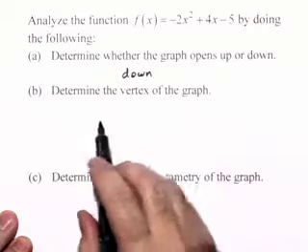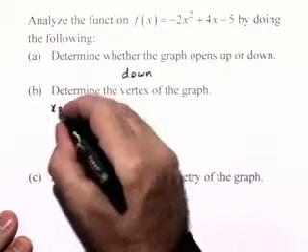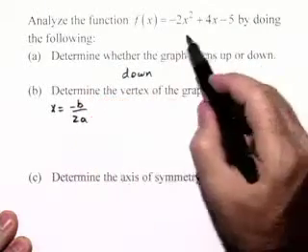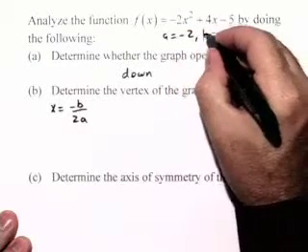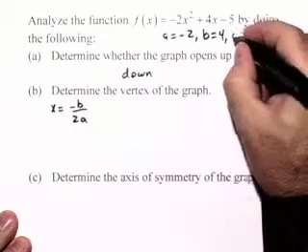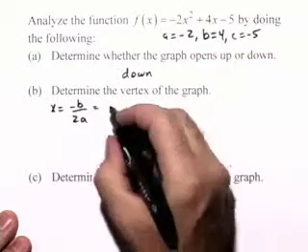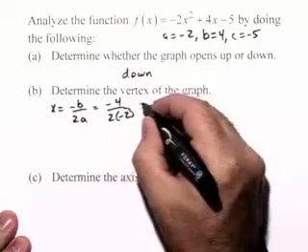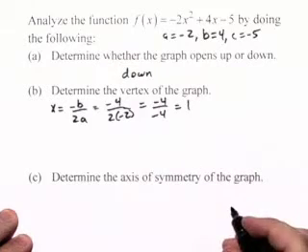Next, we want to find the vertex of the graph. We can find the x-coordinate of the vertex by using x equals negative b over 2a. We come back up to our function. We can identify that a is equal to negative 2, b is equal to 4, and c is equal to negative 5. So it'll give us x is equal to negative 4 over 2 times negative 2, which is negative 4 over negative 4, which equals 1.